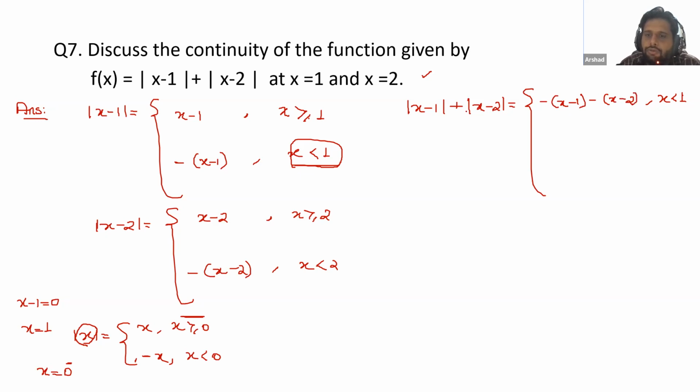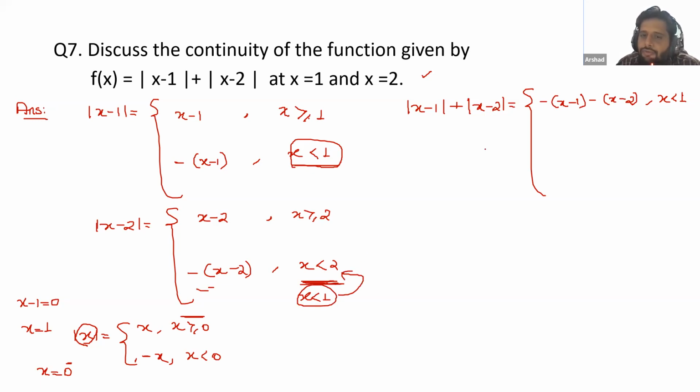I hope this is clear to you. Why is the second modulus negative? We have x less than 1. If we check the case when x is less than 2, then it is negative. If x is even less than 1, then what will happen? If a number is less than 1, then definitely it will be less than 2.